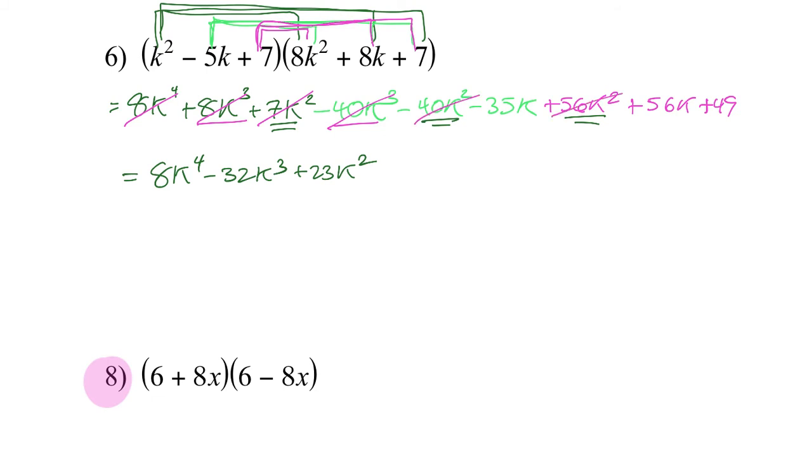This, that, and that. And then I got negative 35. I got negative 35 plus 56. That's positive 21k plus 49.